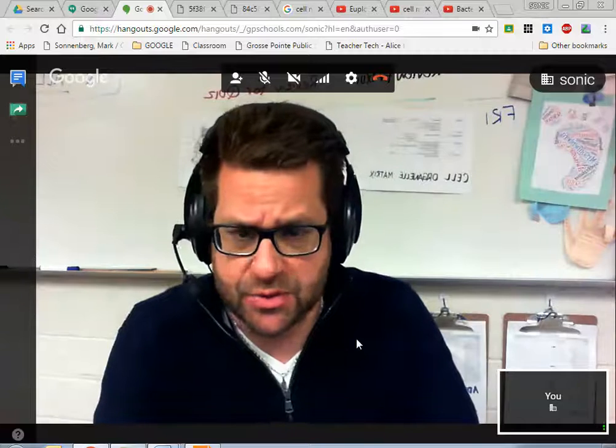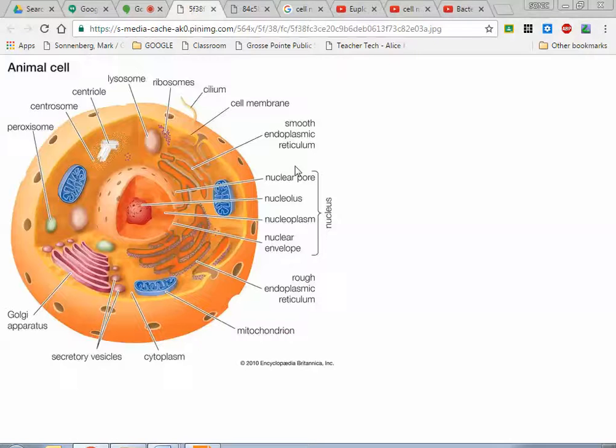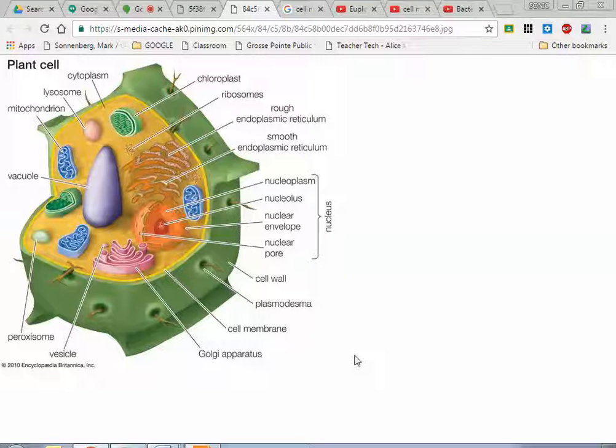2 documents were handed out today. One is an animal cell. You can see that this one is actually filled in. So those of you that are thinking ahead, you could actually use a screenshot of this to fill in your blank diagram. This one right here is a plant cell.